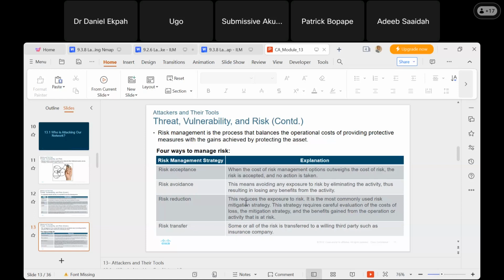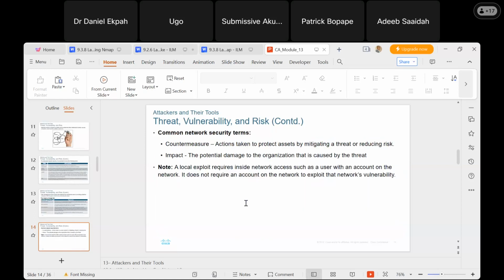Then risk transfer. Some or all of the risk is transferred to a willing third party such as an insurance company. This is where you have organization A outsourcing the security of their network, looking for some kind of insurance where if they face high risk, the insurance will be able to take care of that. And so these are the four ways to actually manage risk.